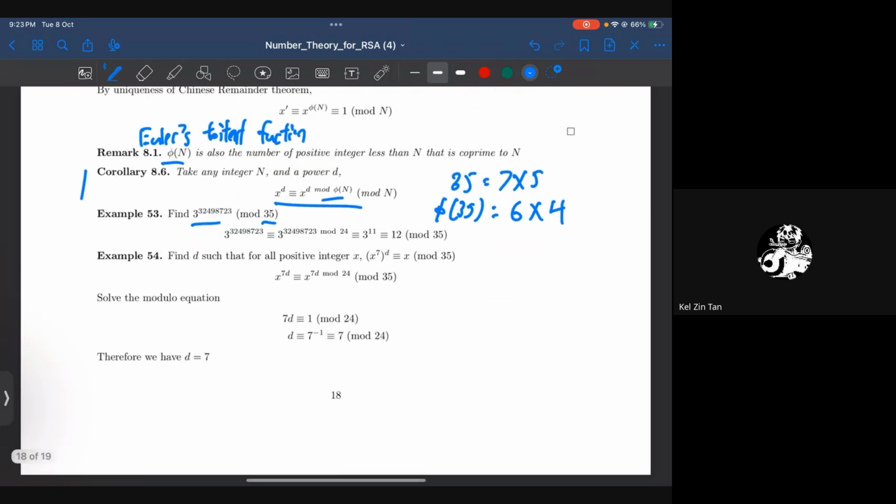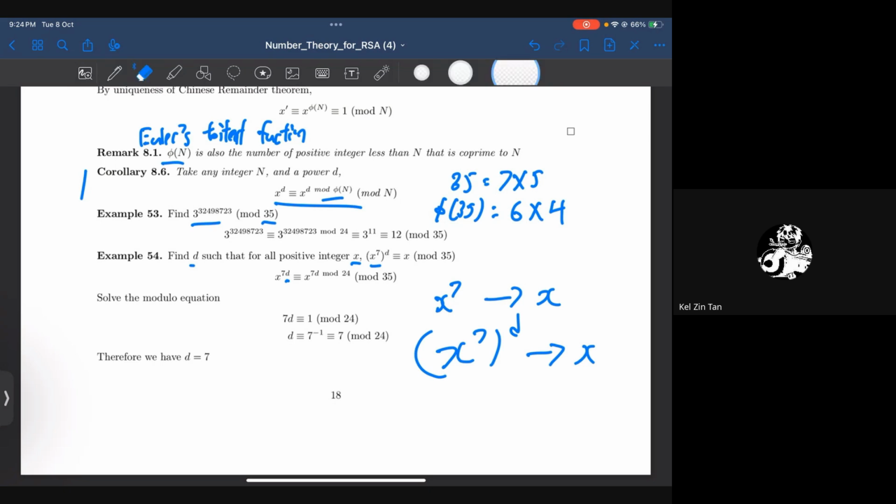So a slightly non-trivial example that we have here is, let's say we want to find d such that for all integer x, when x to the power of 7 is raised to d, I will get back x. So it means that x to the power of 7 is some element, and I want to map it back to x by raising it to power d. Is that possible? From Euler's theorem, it says that it is possible. So how do we find this d?